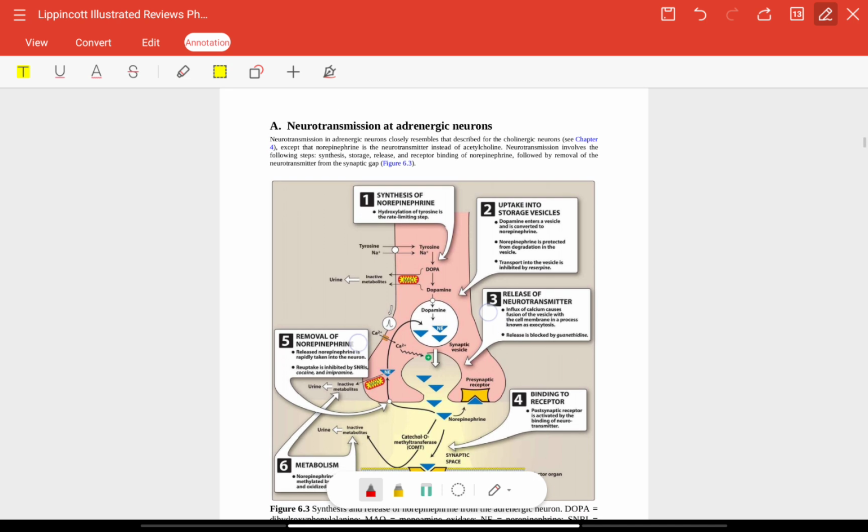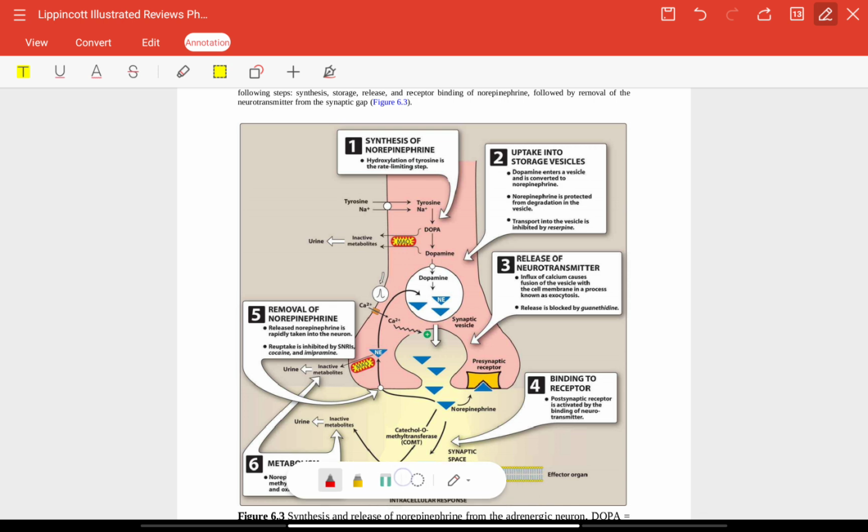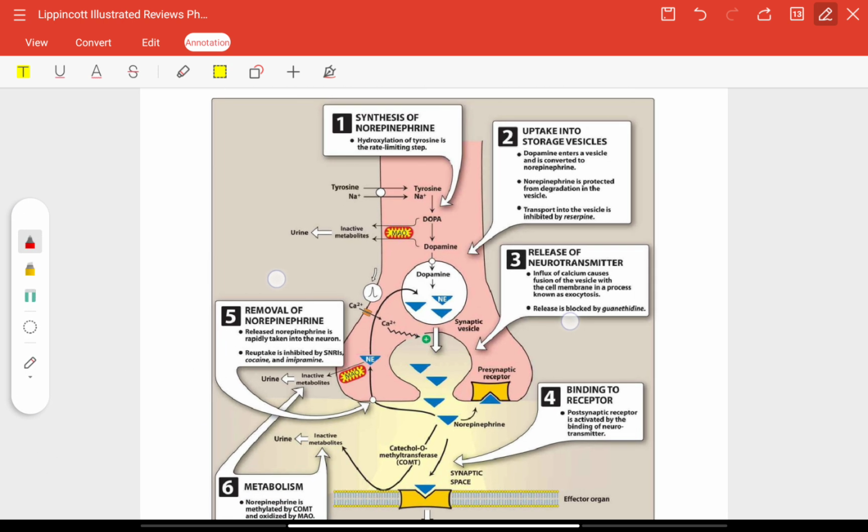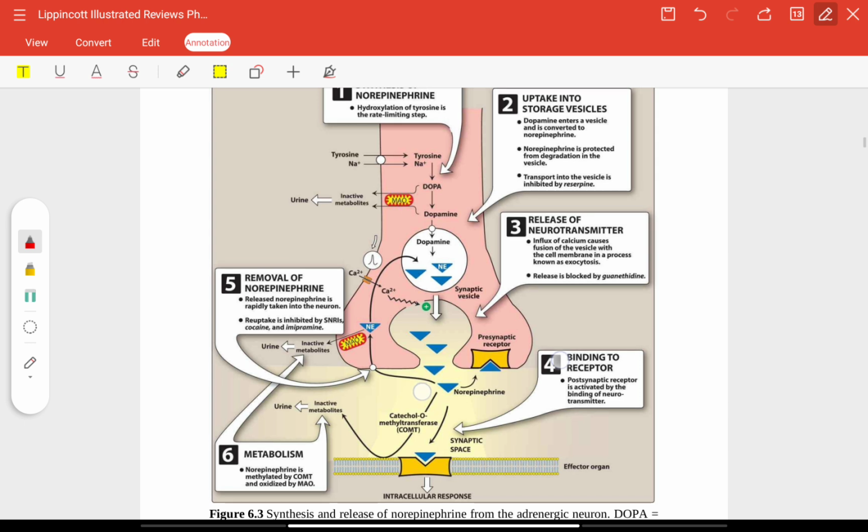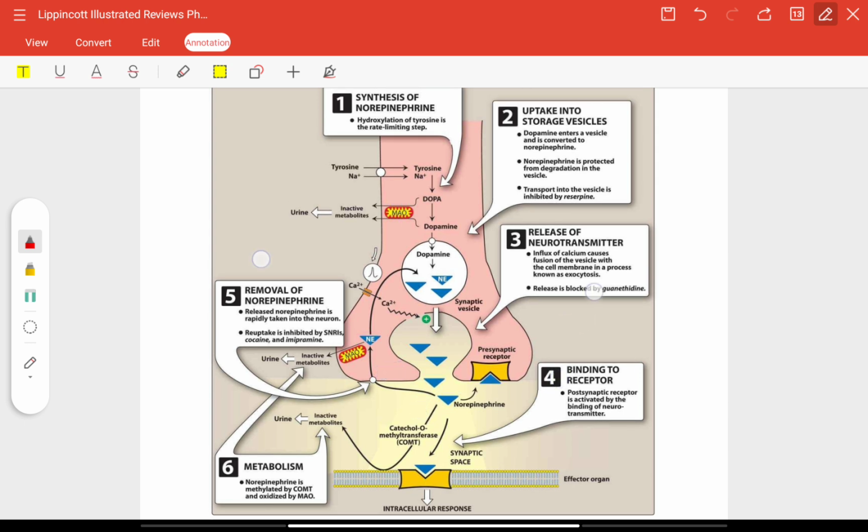Now, neurotransmission at the adrenergic neuron. You can have a look. This is the whole mechanism of action. You should understand this. The first step is the neurotransmitter must be synthesized and released. How is it synthesized? Tyrosine and sodium ion, these two enter. Now hydroxylation of tyrosine is this hydroxylation here. It is a rate limiting step.